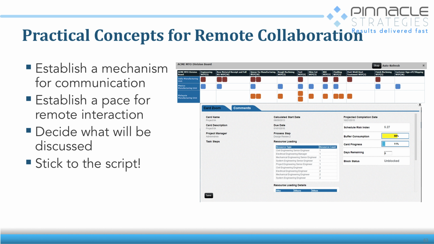Stick to the script, meaning we're going to have a remote collaboration process. We're going to use the same discipline that we use for local collaboration. When we're meeting, we're going to talk about these issues, and anything else we'll have a separate meeting about. So we can cover the critical stuff, and the other stuff that requires a deep dive gets handled offline with the right people.